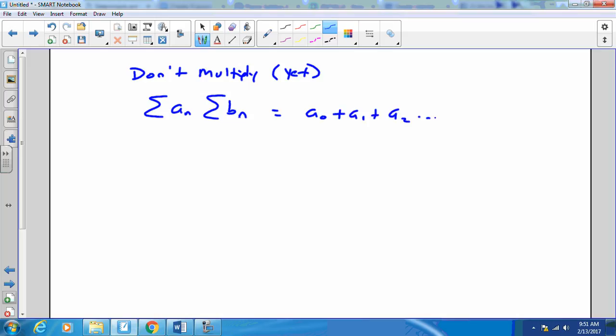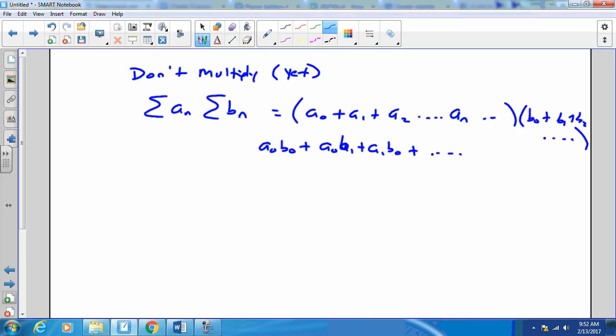This would be equal to A0 plus A1 plus A2, times B0 plus B1 plus B2. And we have an infinite number of distributive properties that we have to worry about. We get A0 B0 plus A0 B1 plus A1 B0 plus etc. And it just gets really, really gross really fast. So, good news, we don't have to worry about multiplying series. We only have to worry about adding and subtracting.